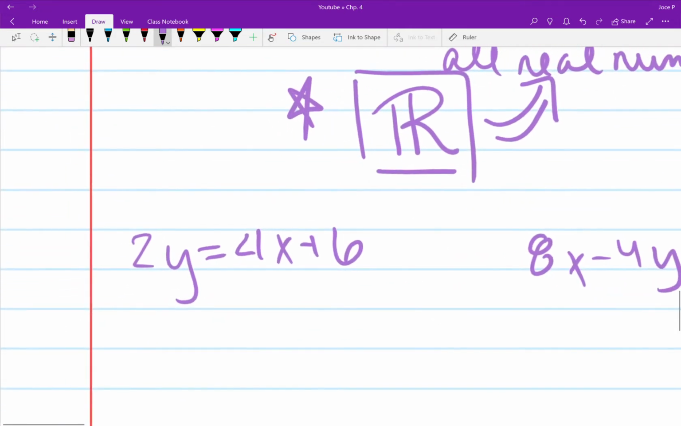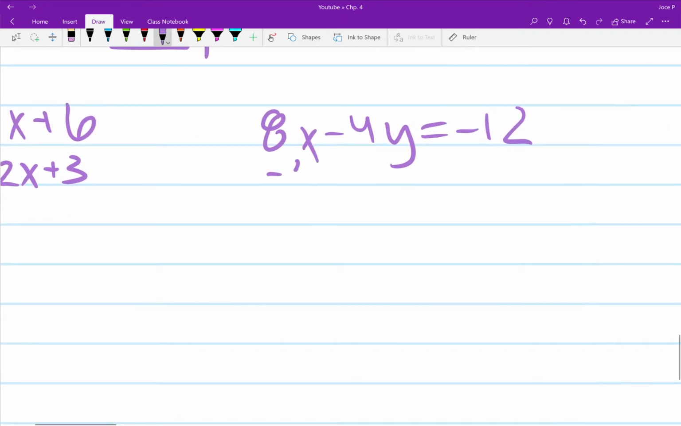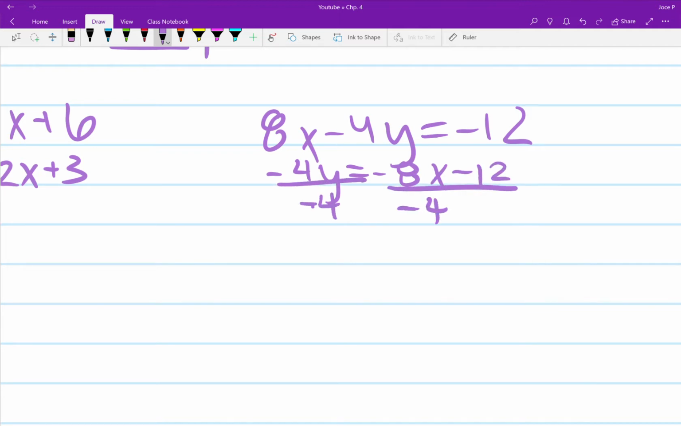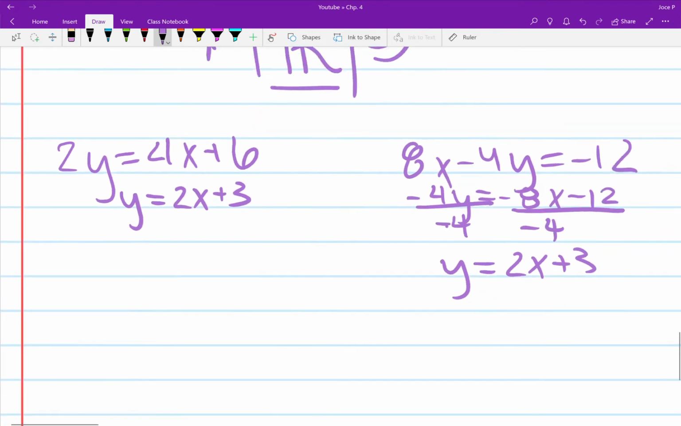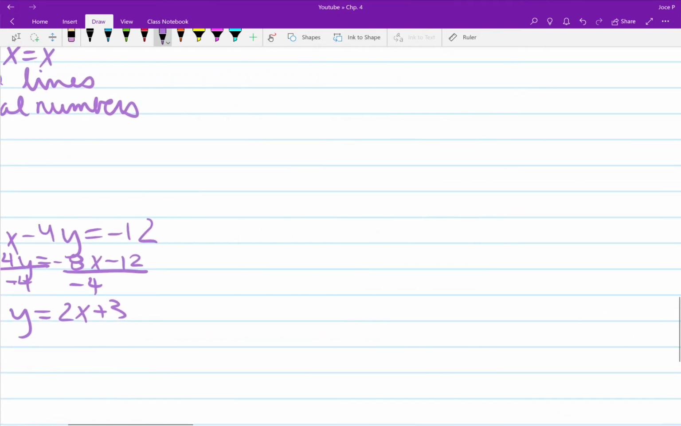Okay, so we already divided each side by 2, and we got y equals 2x plus 3. Then over here, we will get negative 4y equals negative 8x minus 12. Divide each side by negative 4, and we indeed get y equals 2x plus 3. The same equation, hence all real numbers is a solution.